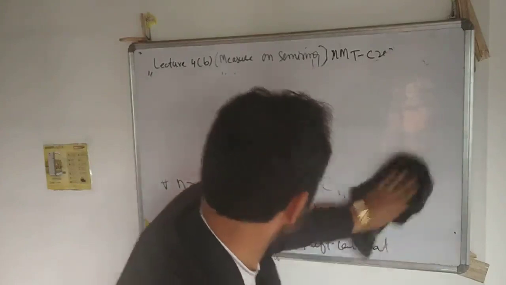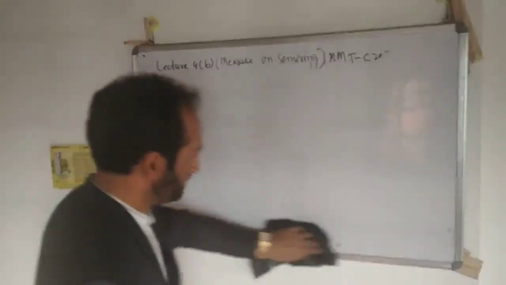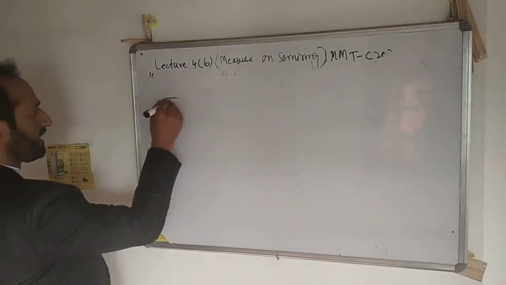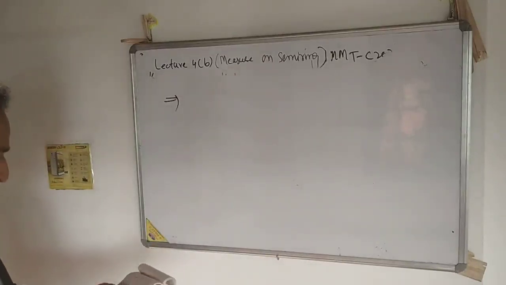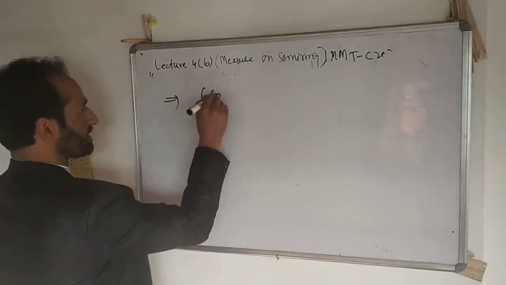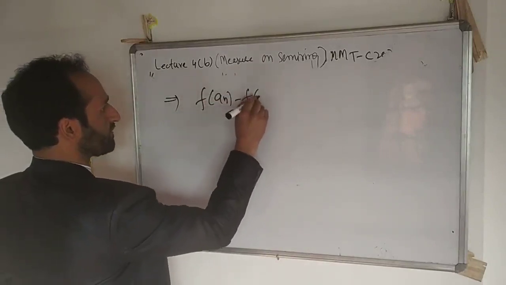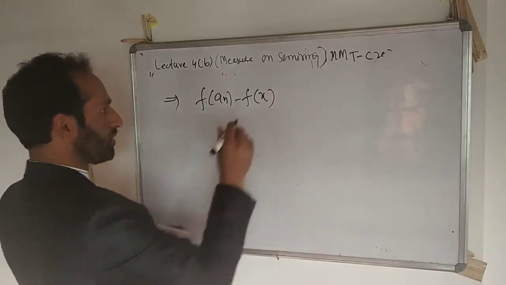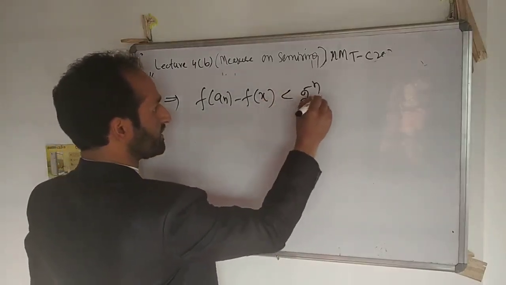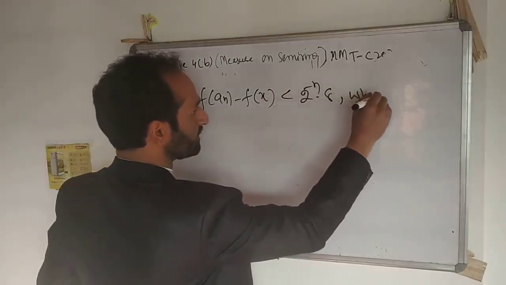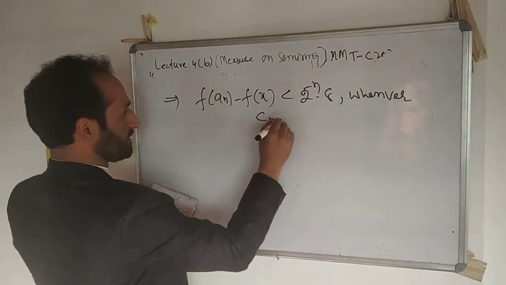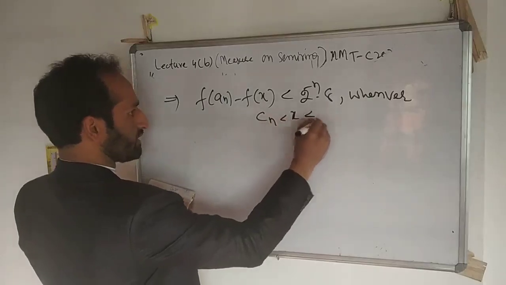Okay, let's erase it here. So this can be written by removing the modulus. We can write it as f of an minus f of x, because an is greater or equal to x. So we can remove this mod. It's less than 2 power minus n into delta whenever Cn is less than x less or equal to n.